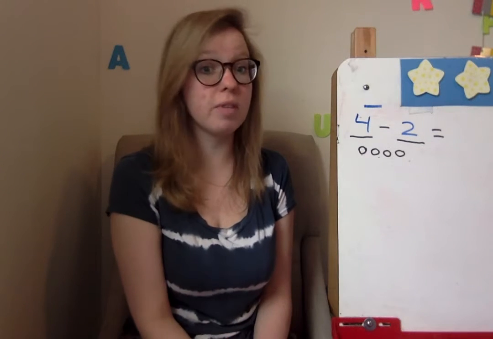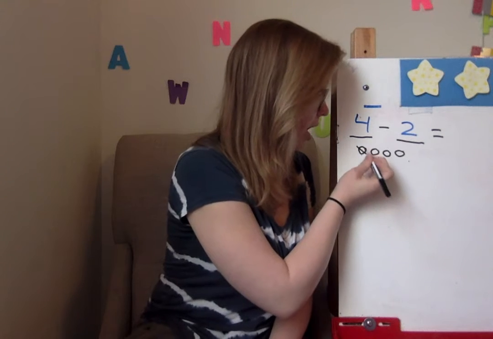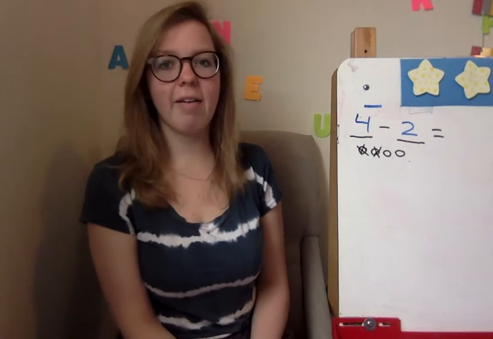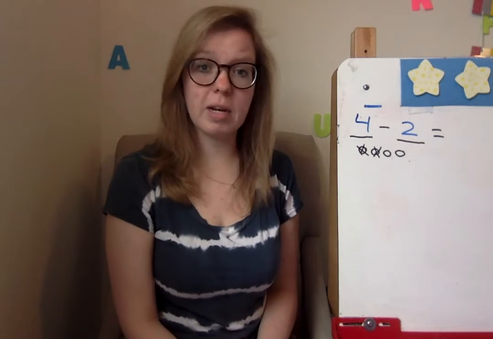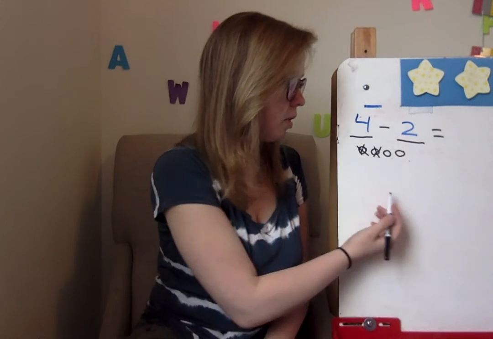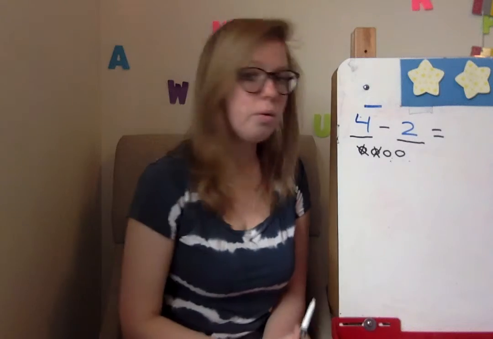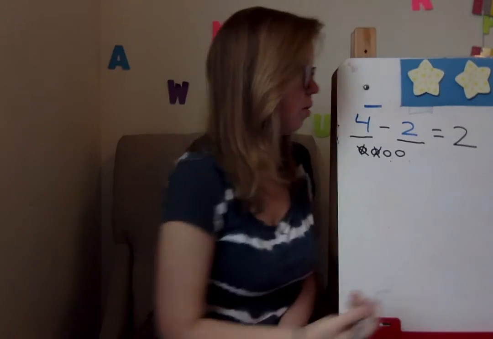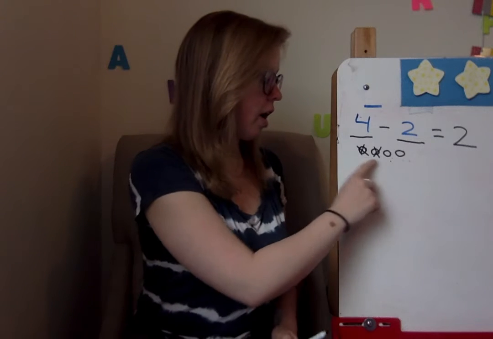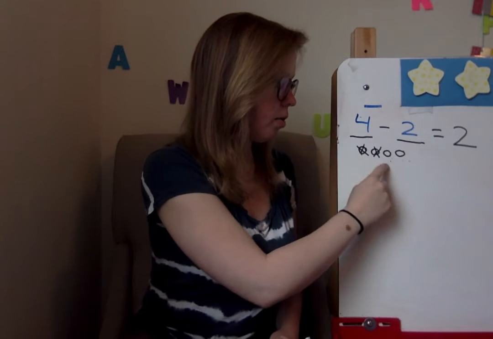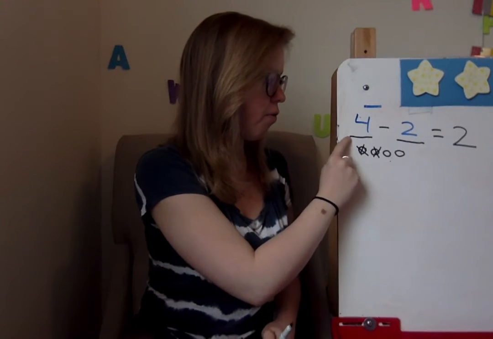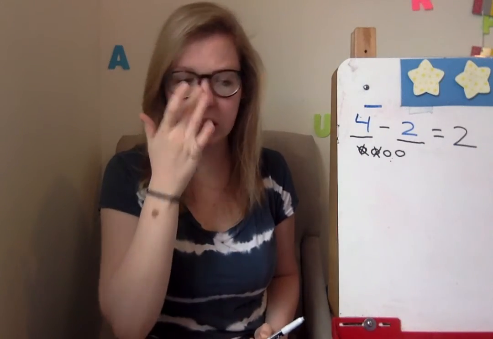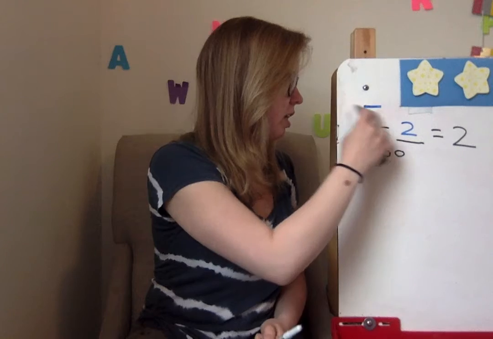So 1, 2. Now, how many do I have left? I need to count how many I have left so I know what this equals. So I have 1, 2 left. So it equals 2. 4 take away 2 equals 2, or 4 minus 2 equals 2. Awesome. Okay, let's try one more time with different numbers just so we can get a chance to practice drawing those circles.